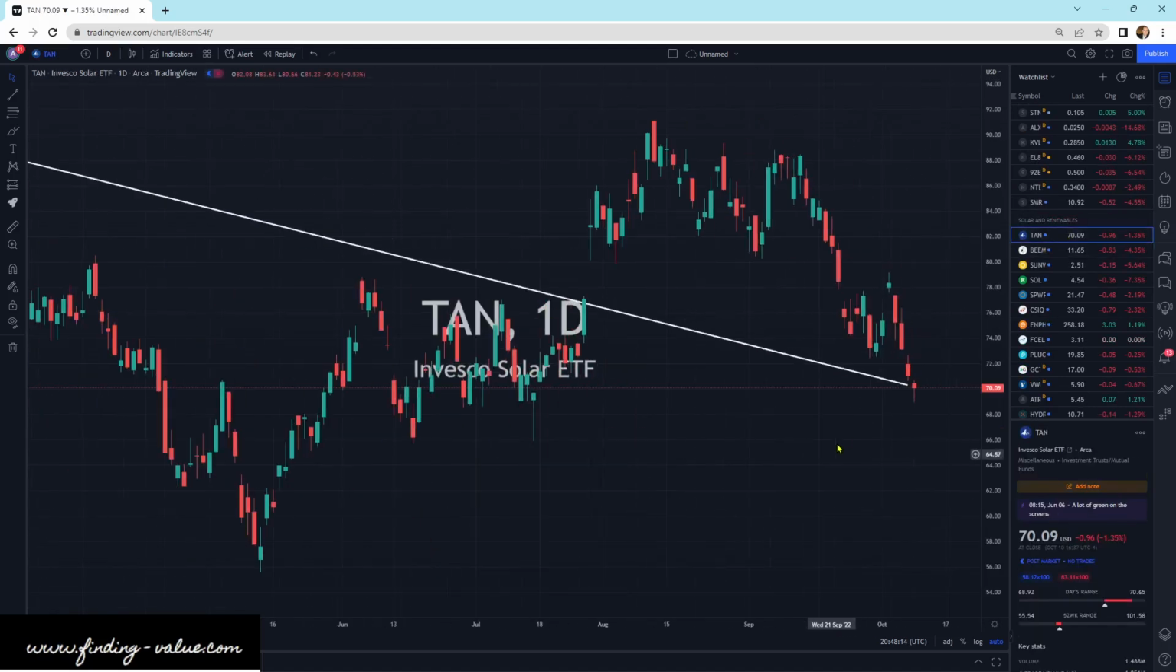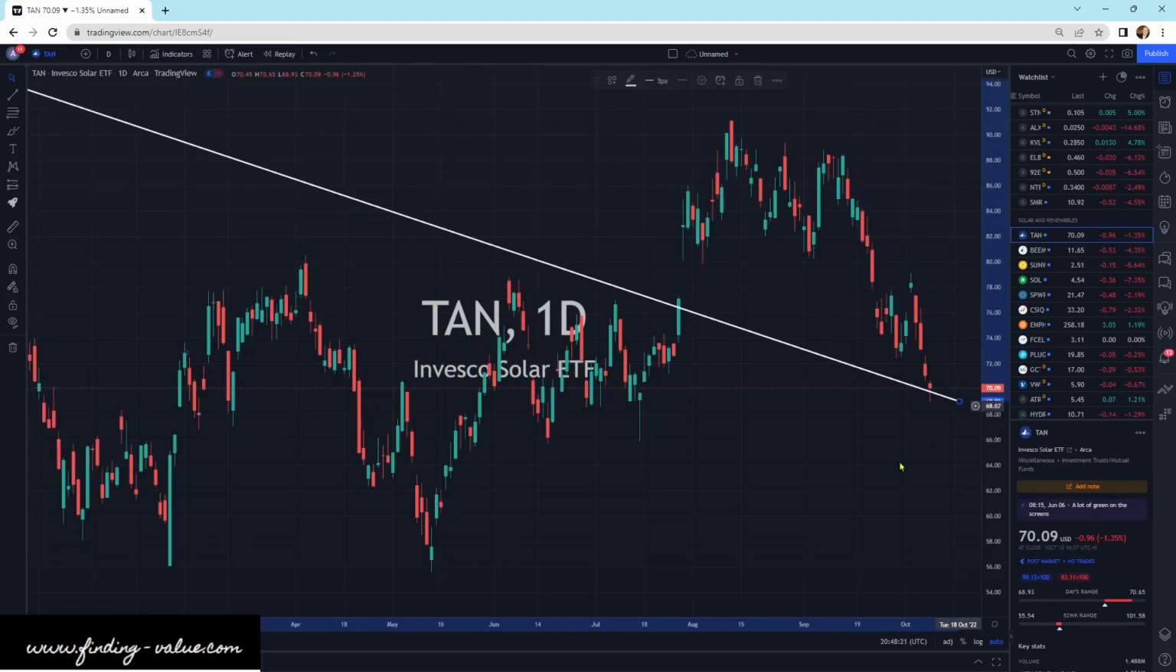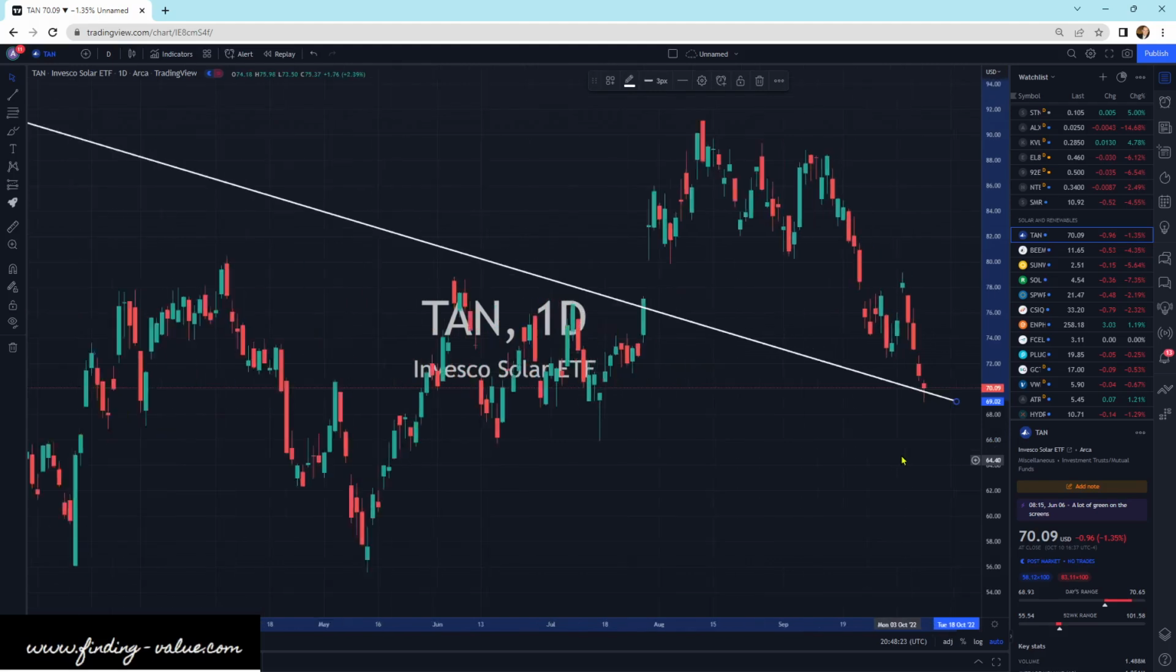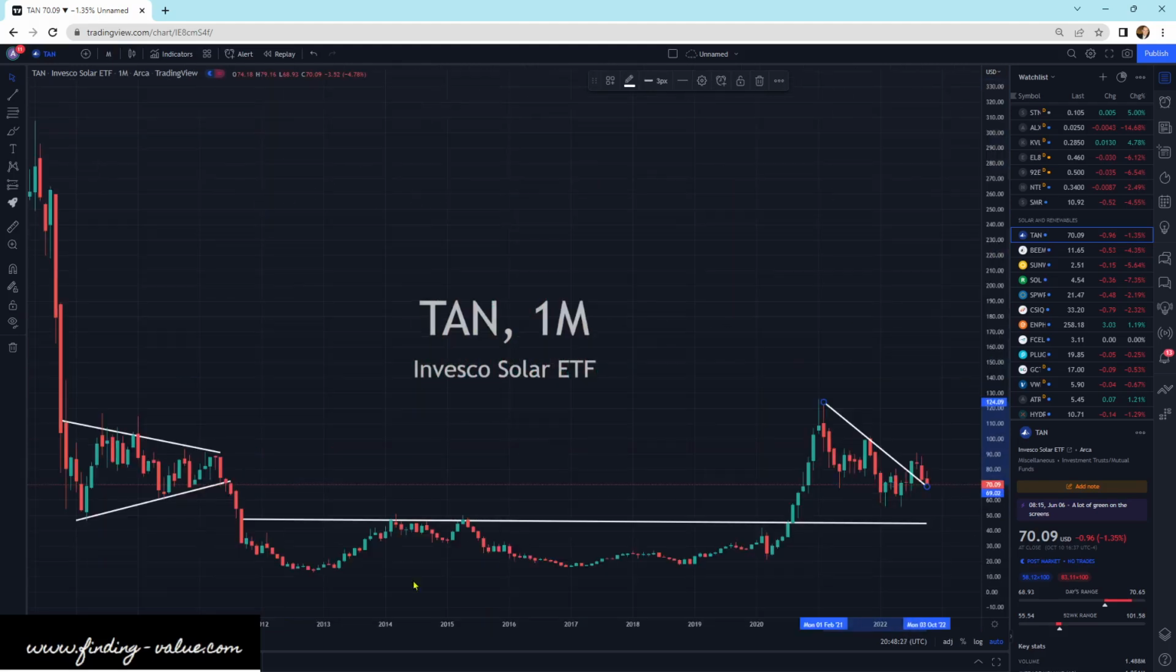TAN also selling off a little bit. We're right on support. We'll see if this support level holds. It's somewhere in this range there. I still think this looks bullish. We're doing a breakout retest, and then we'll see if we actually break to the upside.